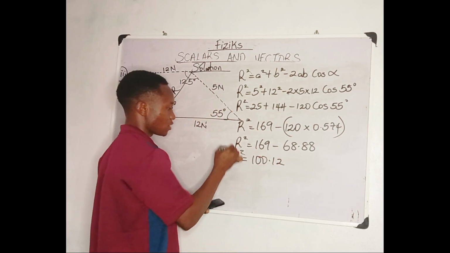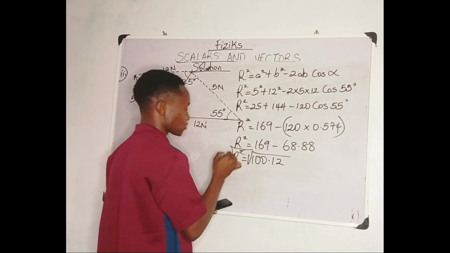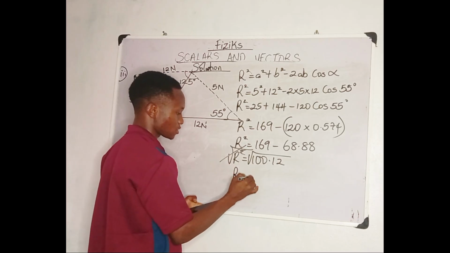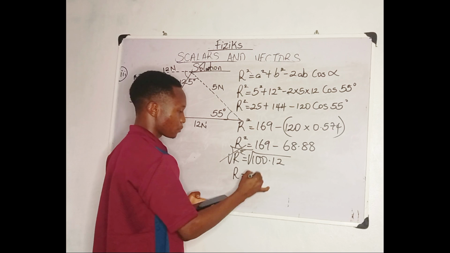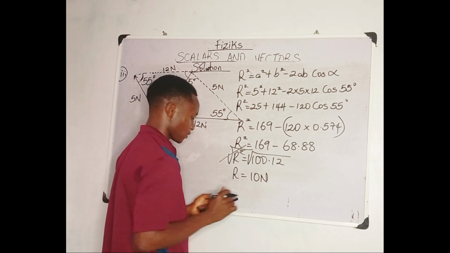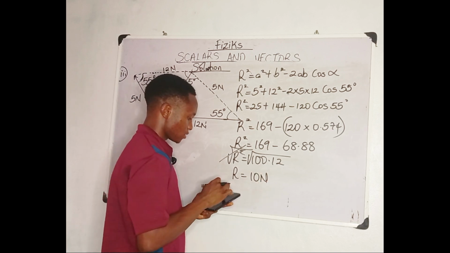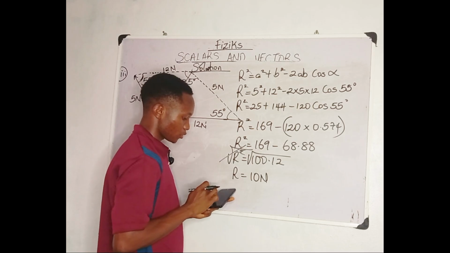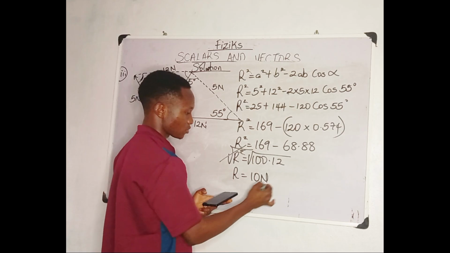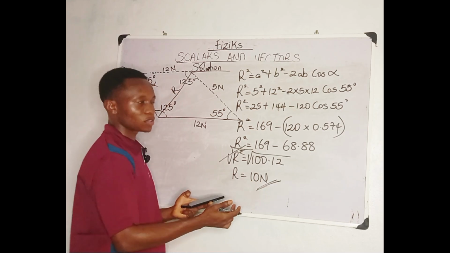So to get your r, square root both sides. Square root cancels square. So r is equal to the square root of this. It's going to be approximately 10 Newton. Let me check, so we are sure of what we're saying. The square root of 100.12 is 10.005. So with this, I can approximate and call it 10.